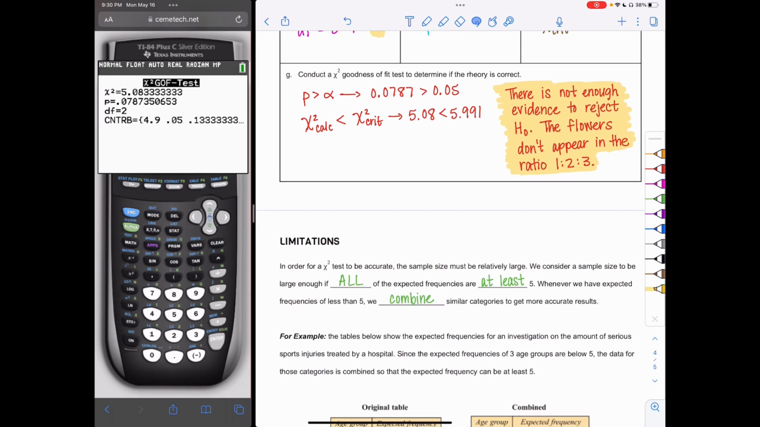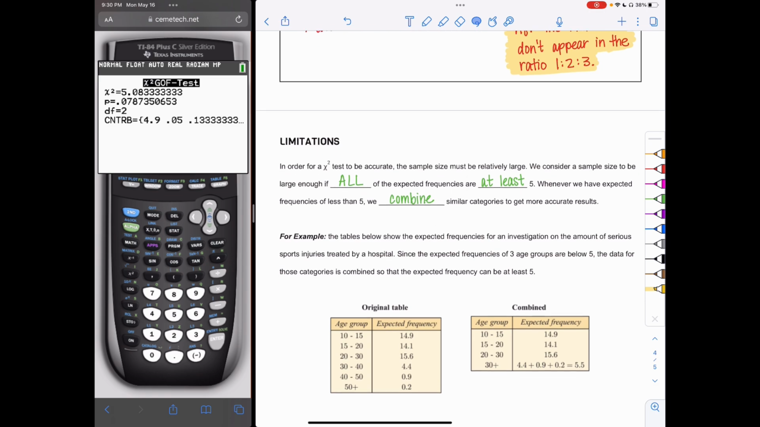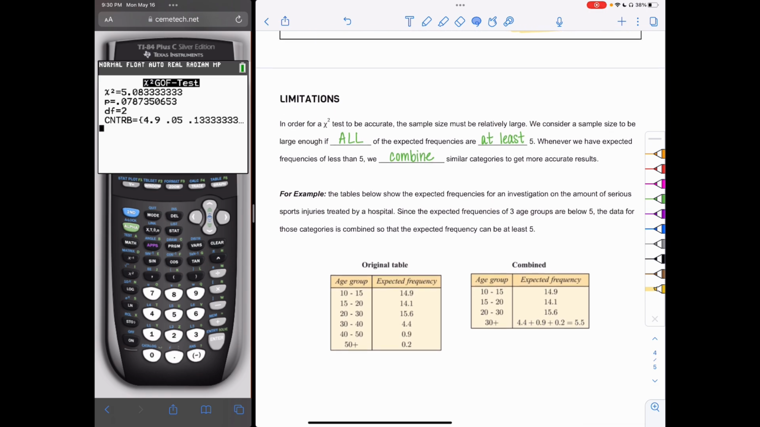Now, there are some limitations here sometimes. So, in order for a chi-square test to be accurate, the sample size must be relatively large. We consider a sample size to be large enough if all of the expected frequencies are at least 5, meaning 5 or higher. Whenever we have expected frequencies of less than 5, we are to combine similar categories and then repeat the process of finding your chi-square calculation or statistic and comparing it with the critical value. We have to start that process all over again in order to get more accurate results.